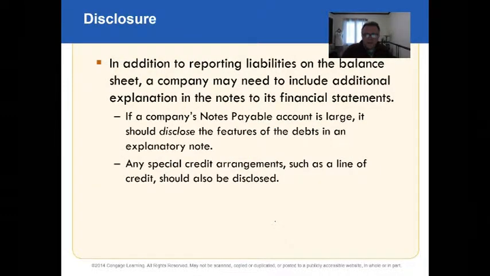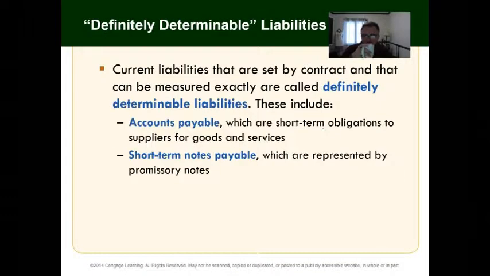Let's talk about disclosure for just a moment. Any special credit arrangement, such as a line of credit, has to be disclosed in a note. We're talking about this one right here. It has to be disclosed in a financial note on your financial statements, probably on the balance sheet where it would show up. Any large notes payable should be disclosed in the notes section of your financial statements to let people know what's going on. Disclosure goes along with the term of being transparent with your investors.